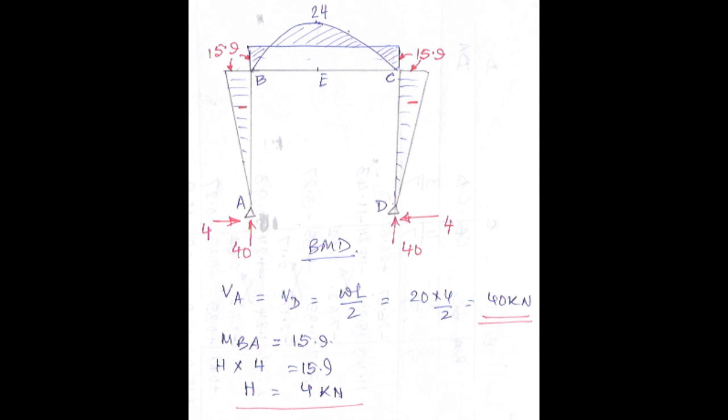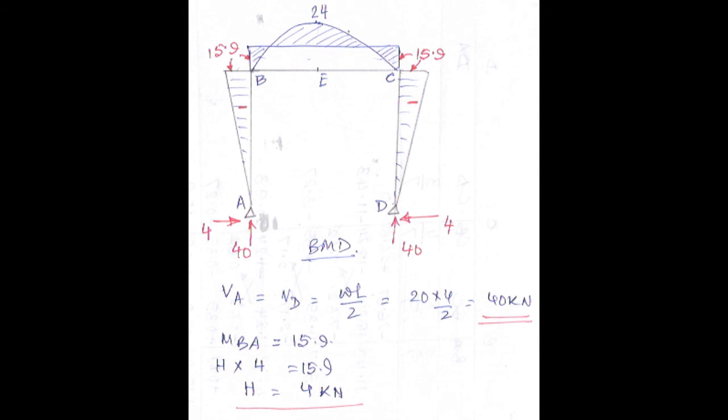Now as it is a UDL, the nature of the BMD will be a parabolic one. The value we have got, as you can remember, WL square by 8 is 40 kilonewton meter, correct? So 40, but that was positive. But here the FEM is minus 15.9. So 40 minus 15.9 gives 23.1 or 24.